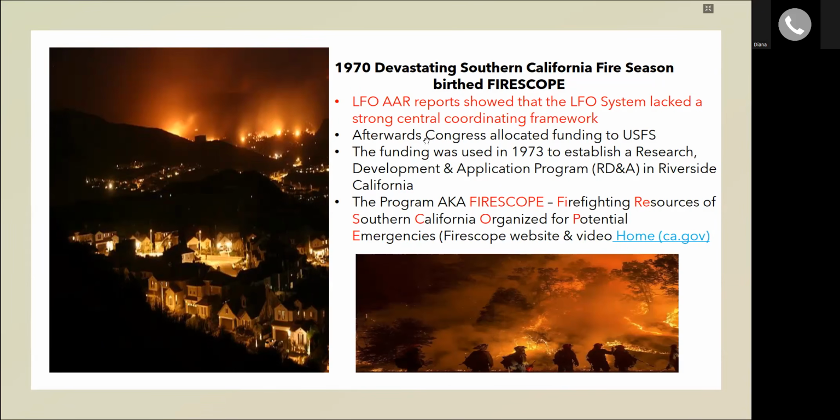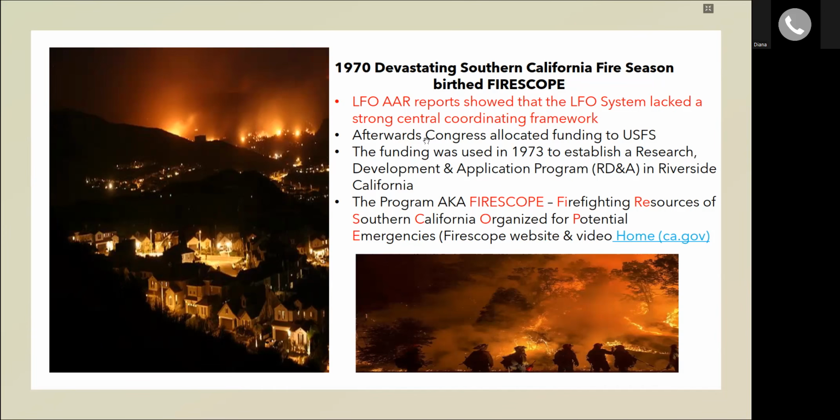After reviewing this After Action report, the Congress allotted funds to the United States Forestry Service. The funds were used in 1973 to establish a research, development, and application program in Riverside, California. The program had another name, though, called FireScope. You can see on the slide where the letters came from to form the word FireScope. The long name is Firefighting Resources of Southern California, Organized for Potential Emergencies.